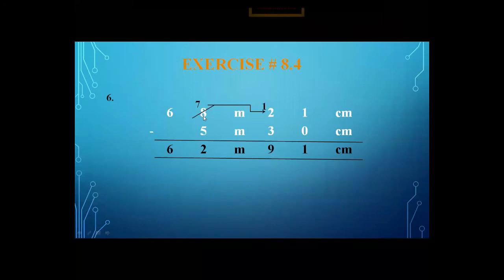So here you take borrow from 8. When 8 gives 1 to 2, it will become 12. And what remains here? 7. Okay, so 12 minus 3, 9. 7 minus 5, 2. And 6 remains as it is, because no digit is given here, so 6 will come as it is. So your answer is 62 meter 91 centimeter. Another question is solved for you.